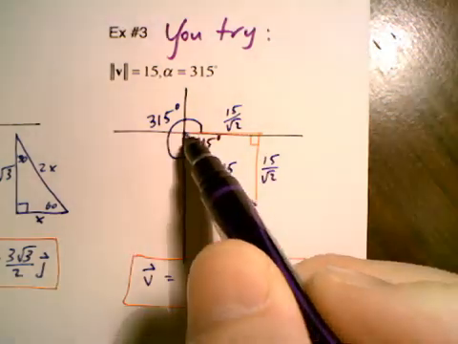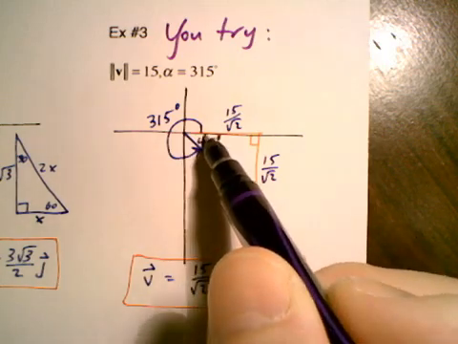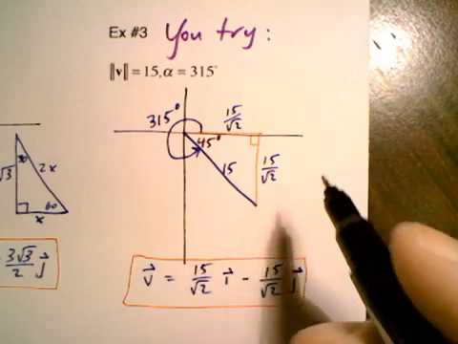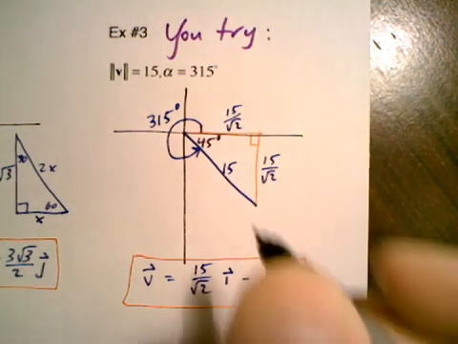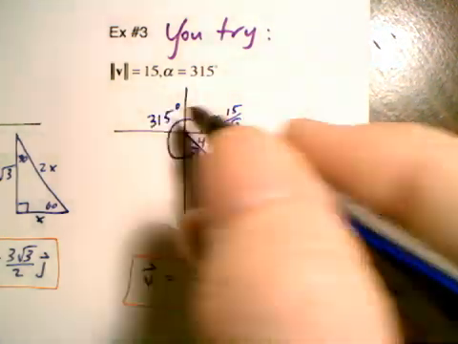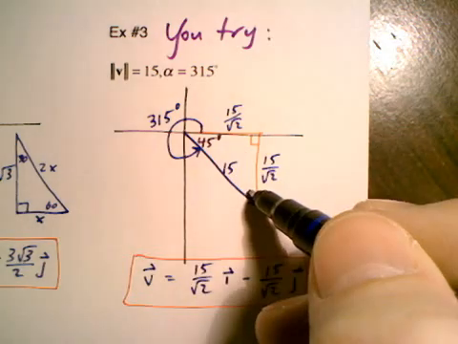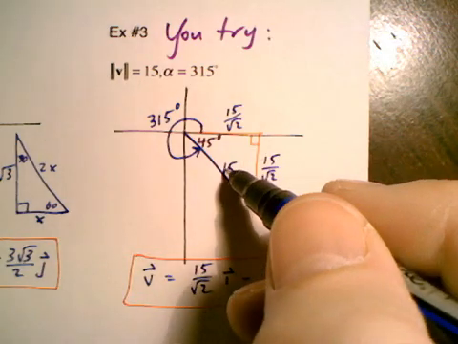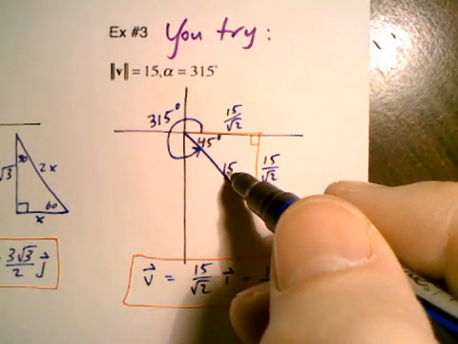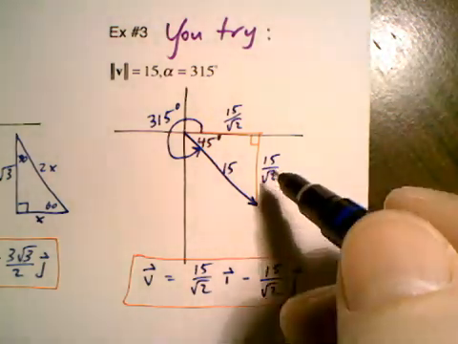315 degrees would get you into the fourth quadrant, and then you have 45 degrees left between the vector and the x-axis on the other side. So 360 minus 315 is 45. So that's a 45, 45, 90 right triangle. And so we know the length of the hypotenuse is 15. To get from the hypotenuse to the leg, we divide by radical 2, just like we did in example 1.